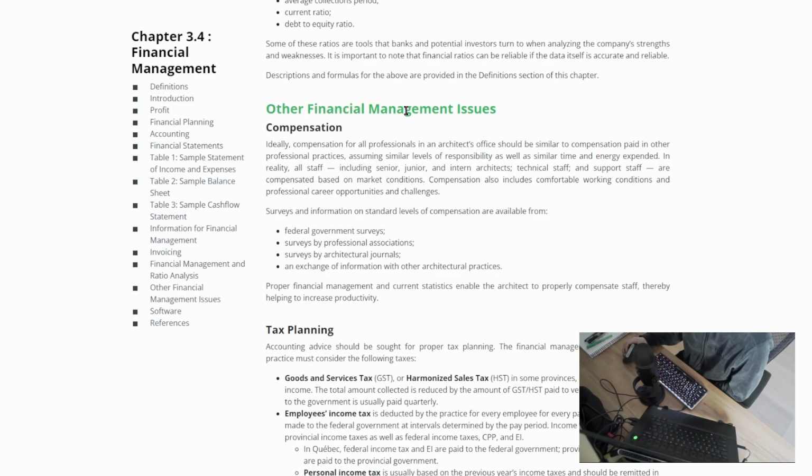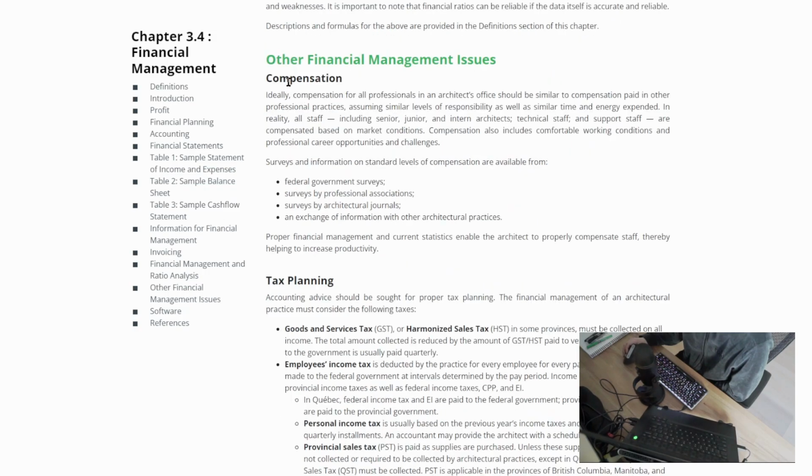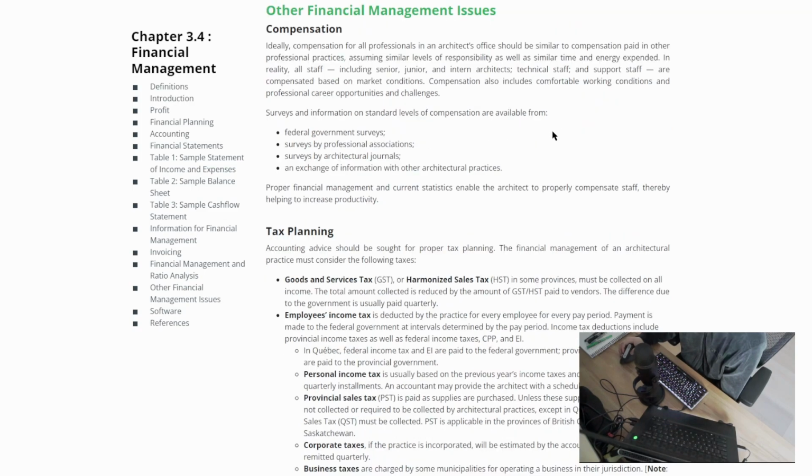Other financial management issues. Compensation. Ideally, compensation for all professionals in an architect's office should be similar to compensation paid in other professional practices, assuming similar levels of responsibility as well as similar time and energy expended. In reality, all staff, including senior, junior, and intern architects, technical staff, and support staff, are compensated based on market conditions.